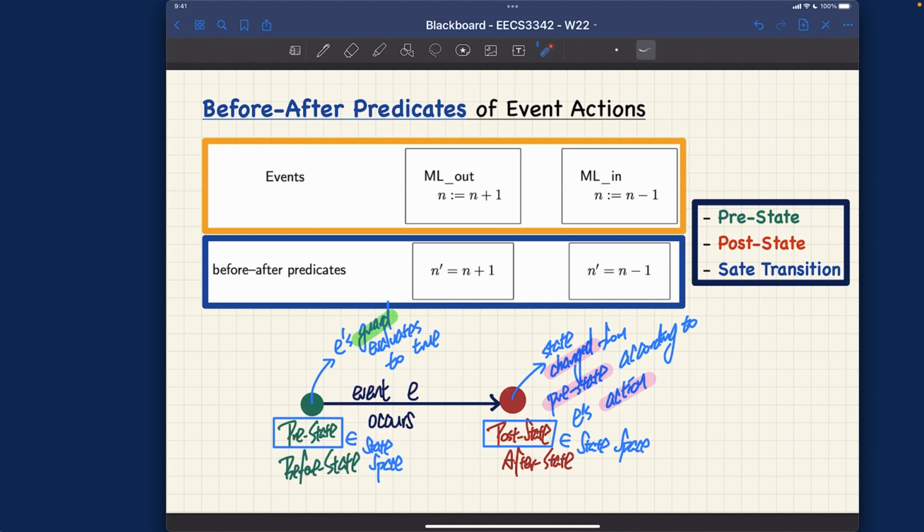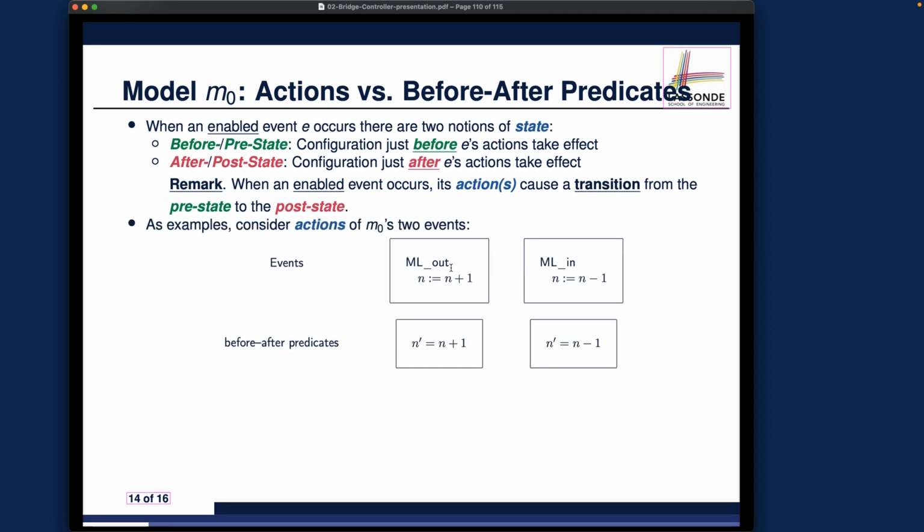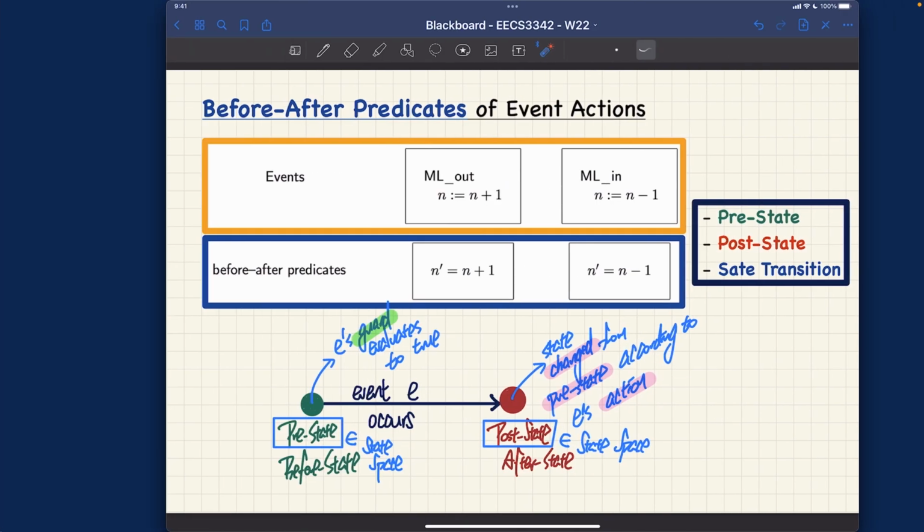Let's now go back. And when an enabled event occurs, its action causes a transition from the pre-state to post-state, exactly what I just visualized. And let's now take a look at the example for our two events. You want to distinguish very well between the event actions versus the before-after predicate, right? So these are the two things I would like to further illustrate. And let's start with something we know already, the events over here, right? So these parts are just the actions, right?